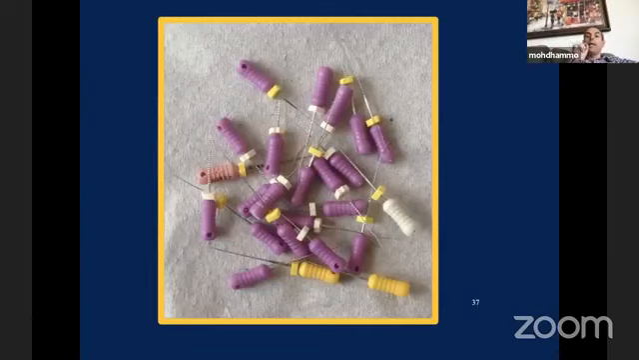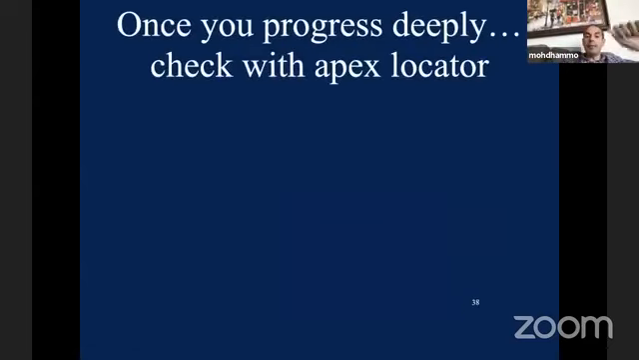And remember, we need K files, not K file. We need sometimes 3 or 5 or 10 K files, which is so logical, because once you bypass the broken instrument, your file will be distorted. So you have to replace it. So use several K files number 10.